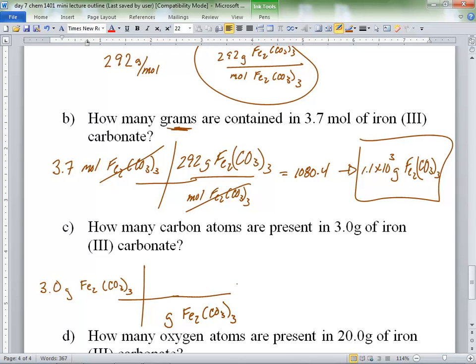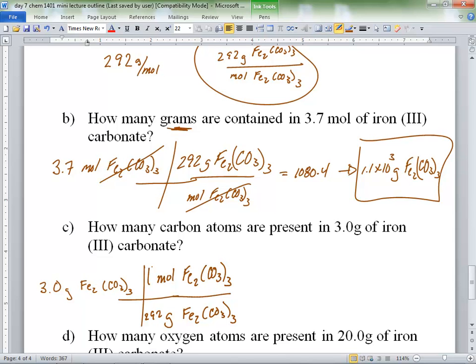So the 292 goes on the top or the bottom? It goes with the grams. Wherever the grams is, that's where the 292 goes. So it's going to have to go on the bottom. And that molar mass is defined for how many moles of iron 3 carbonate? What do I put on top? It's just 1. It's always defined as 1 mole per mole, right? 292 grams of iron 3 carbonate per mole of iron 3 carbonate. We just flipped it is all.